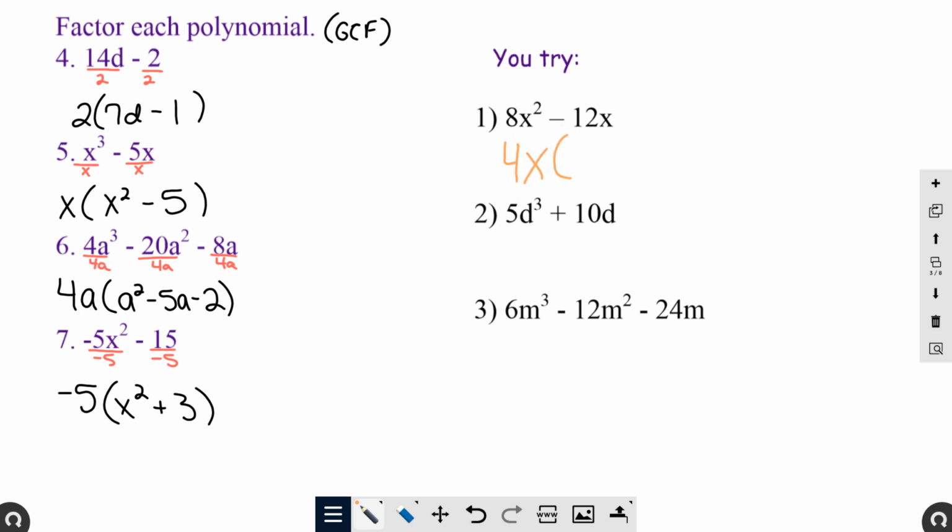Now remember, double check your answer. If you distribute it back, do you get the same thing? Does the parentheses have a GCF of 1? Do the parentheses? Does the parentheses?